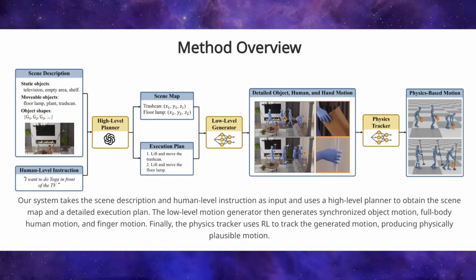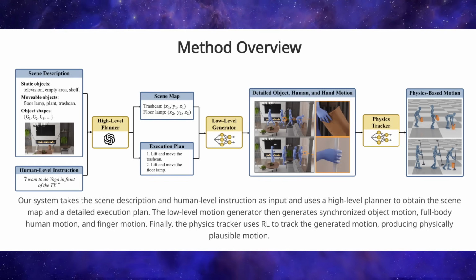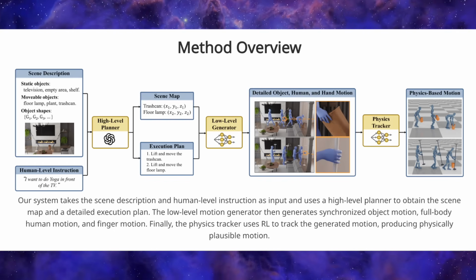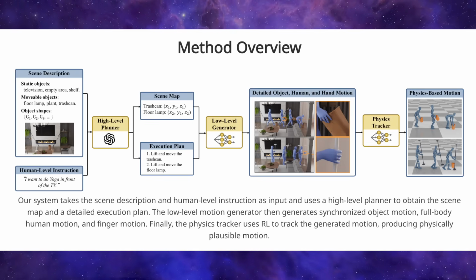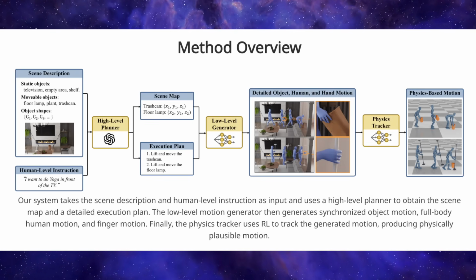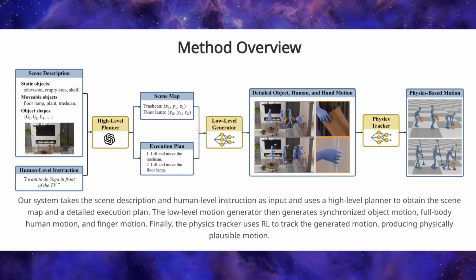To top it all off, a physics tracker takes this generated animation and runs it through a physics simulation. It uses reinforcement learning to iron out any final issues like a character's foot sliding on the ground or a hand clipping through an object, ensuring the final result is 100% physically plausible.